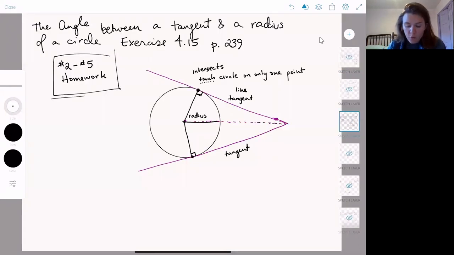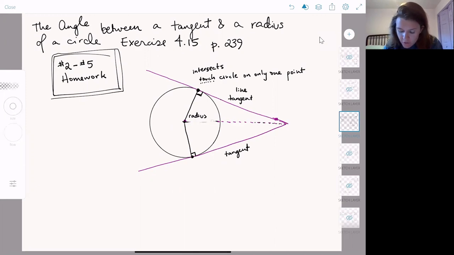Okay, so your homework for exercise 4.15 are numbers 2, 3, 4, and 5. And something that I didn't talk about, but is really important for this, is that sometimes you'll have just these two lines and you won't have the one in the middle, right?